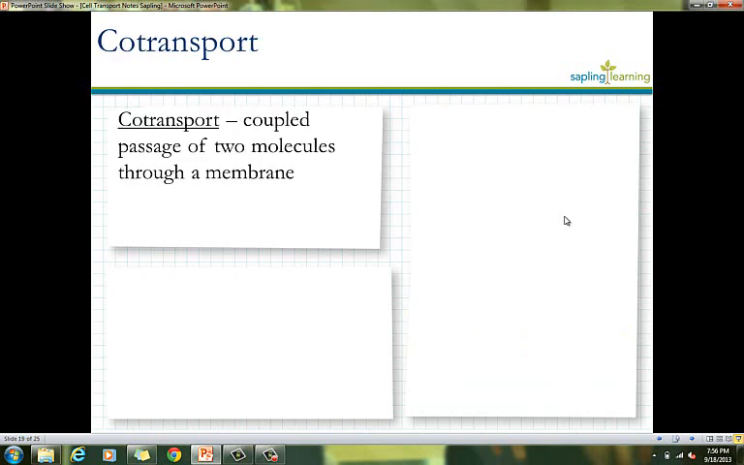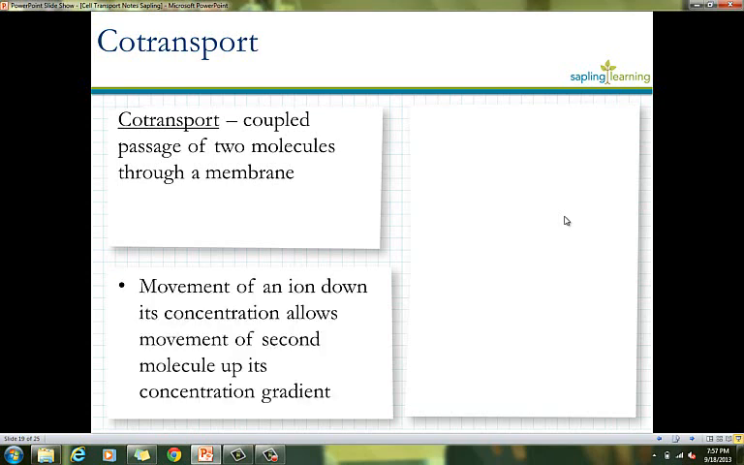So co-transport is the coupled passage of two molecules through a membrane. The first molecule is usually an ion, such as hydrogen or sodium. This molecule is usually paired with another ion or large molecule like sugar or amino acid. As the ion is moved down its concentration gradient, the second molecule is moved up, or against its concentration gradient. There are two types of co-transport, symport and antiport.